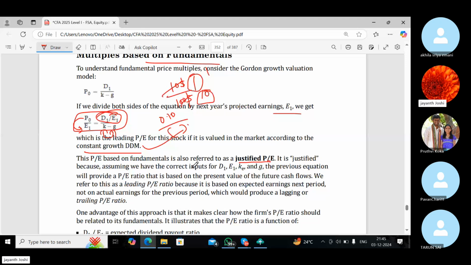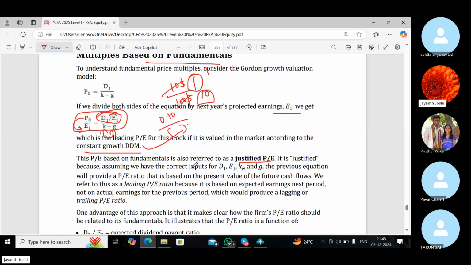So we refer to this as the leading PE ratio because it is based on expected earnings of the next period, not on the actual earnings for the previous period, which would produce a lagging or trailing PE ratio. Okay, so this is justified PE or leading PE ratio because it is based upon future expectations of the earnings rather than the previous ones. The previous one would be called lagging or trailing, and the future one will be called leading. Okay, so this is the concept, and based upon this we are going to do a question.